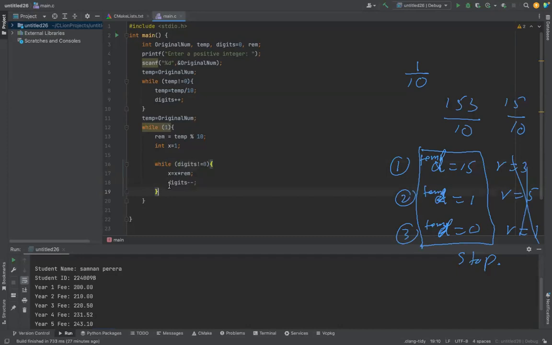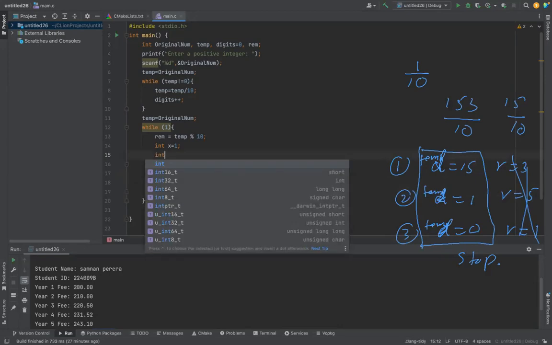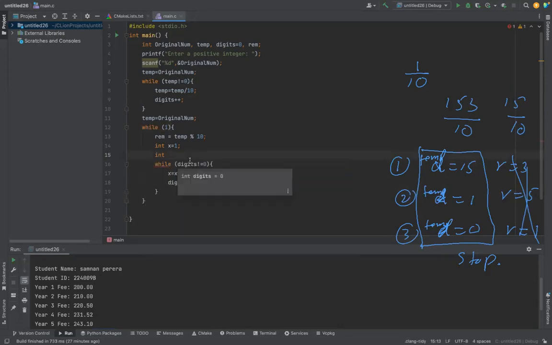If you write this kind of code, what happens? The initial digits will be lost, and for the next iteration we don't have the digits. Therefore, do not use the original digits, put it in another variable. Let's say PW, for power. PW equals digits. Then do not use digits minus minus. We have to use power minus minus, because power holds the digits. Then we use power not equal 0.